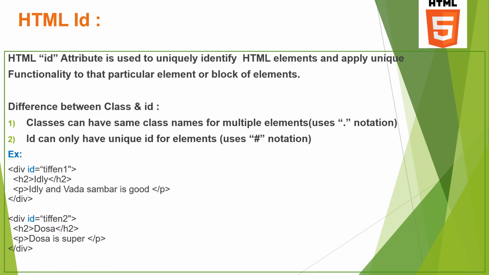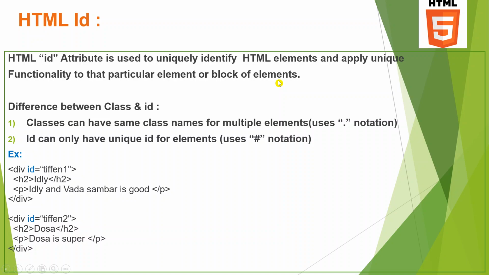In this class we will discuss an important attribute called ID. In the last class we already discussed the class attribute, and in this class we will discuss the ID attribute and the differences between the class and ID attributes, friends. So let us understand what the ID attribute will do. The HTML ID attribute is used to uniquely identify HTML elements and apply unique functionality to that particular element or block of elements.